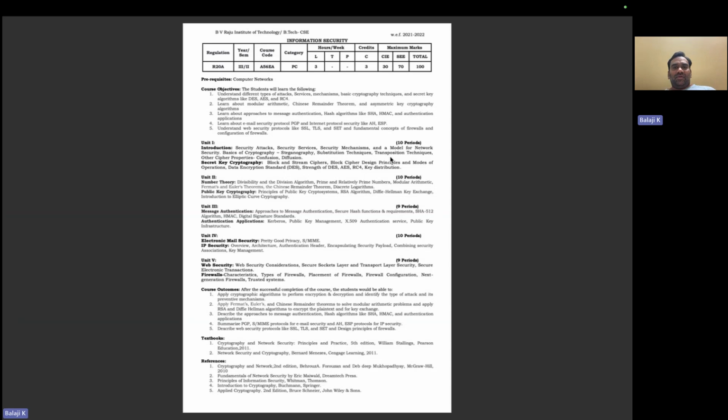Students, today I'm going to give an introduction about information security, which you are going to study in third year, second semester. The prerequisite for this information security is computer networks. I think you have already studied computer networks in third year, first semester. There you got knowledge about how to create a link from source to destination. For that we used the OSI model, and we discussed all 7 layers.